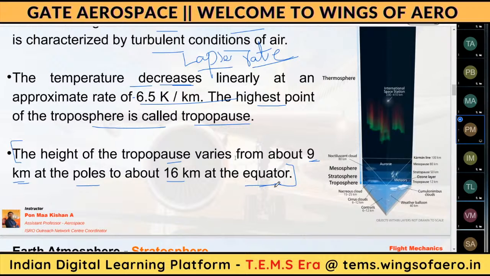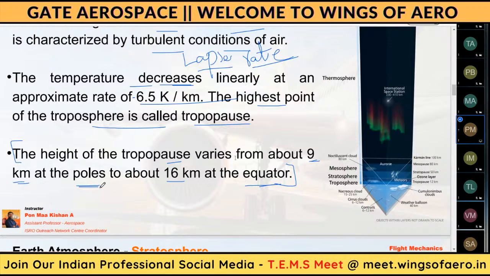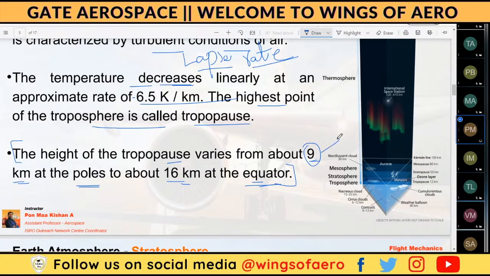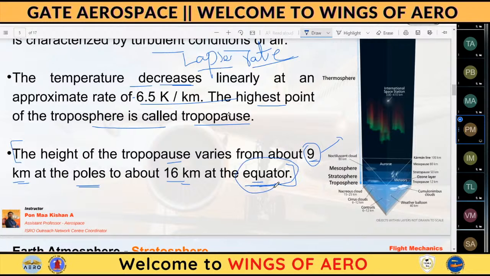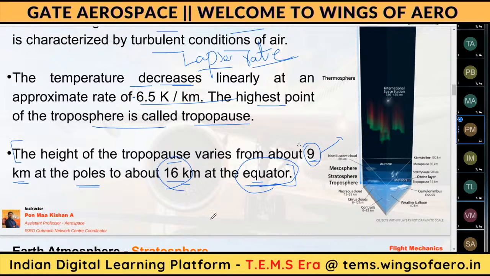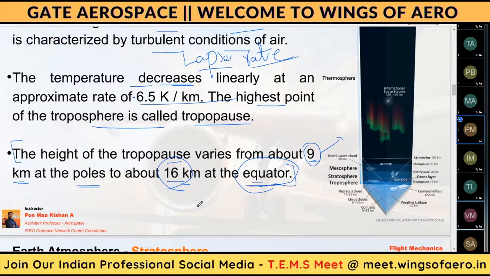many countries, before finding this 9 kilometer at the pole and 16 kilometer at the equator, they have taken the readings according to their location. So the countries near the pole have chosen 9 kilometer altitude. The countries near the equator have chosen around 16 kilometer altitude. So this was regularized by implementing the international standard atmosphere.